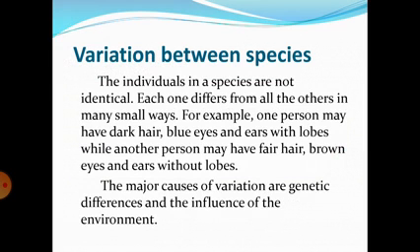Number two cause of variation is influence of the environment. The environment can affect features of a living organism. For example, if some seedlings of a plant are grown in the dark and some in the light, they will have different features. Those grown in the dark will be tall, spindly, and have yellow leaves, while those grown in the light will have shorter, firmer stems with larger leaves that are green.